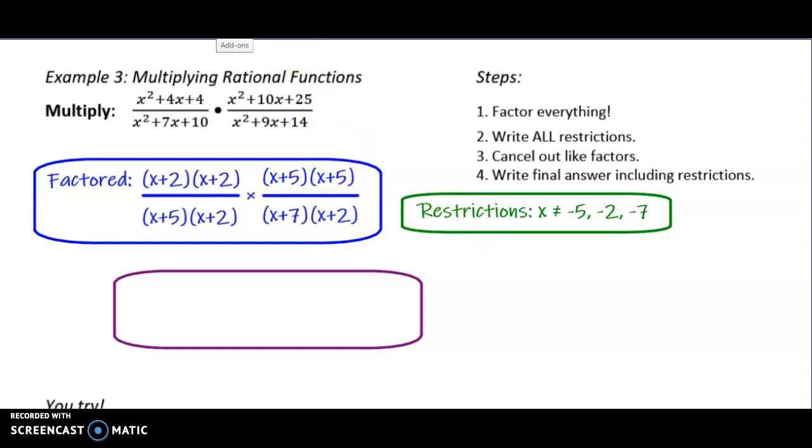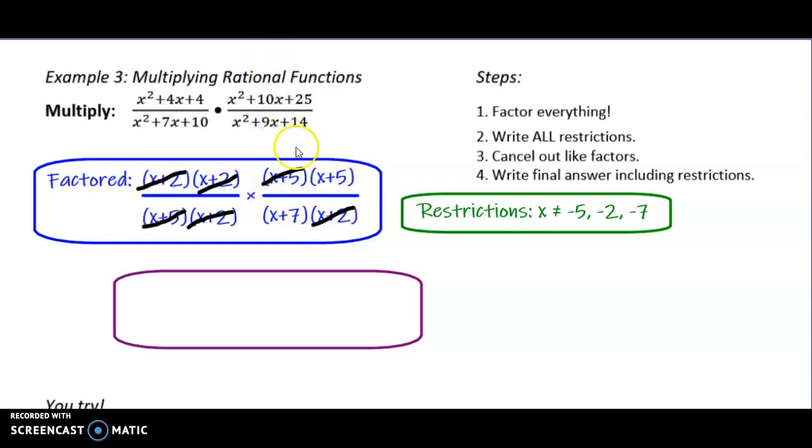Now I need to cancel out all my like factors that are in the numerator and the denominator. So I have x plus 2 in this numerator and x plus 2 in the denominator. I have x plus 5 in the numerator and x plus 5 in the denominator. Because it's multiplying, I can take any numerator and any denominator, even if they're in separate fractions. I also have this x plus 2 over this x plus 2. Those are all of my like factors in the numerator and denominator.